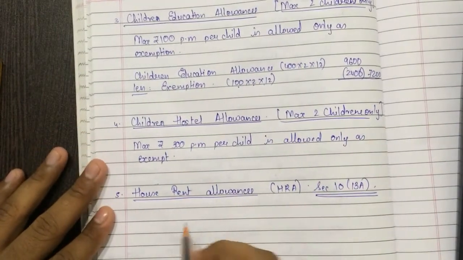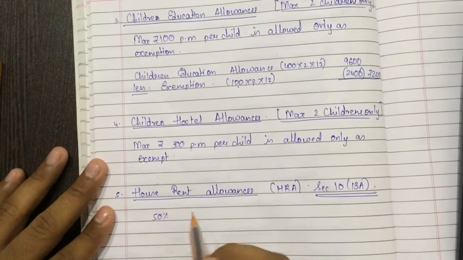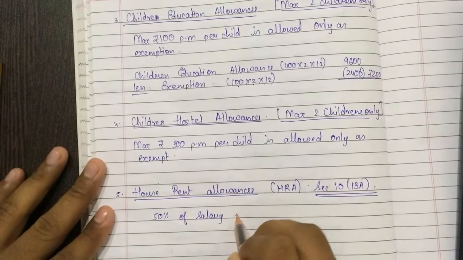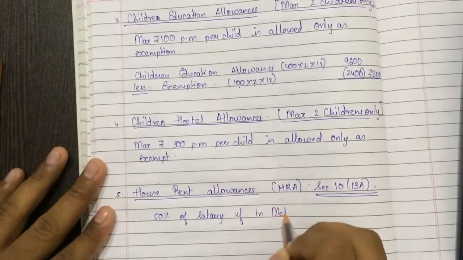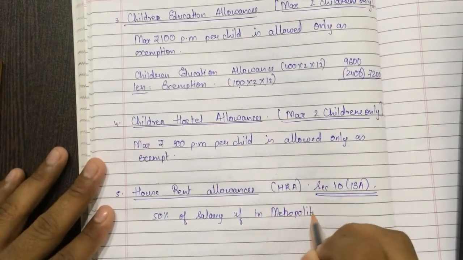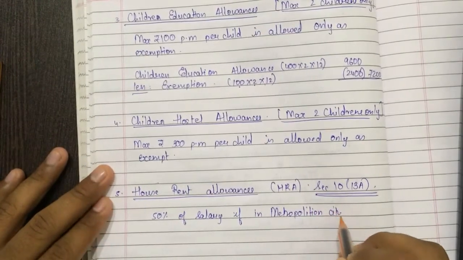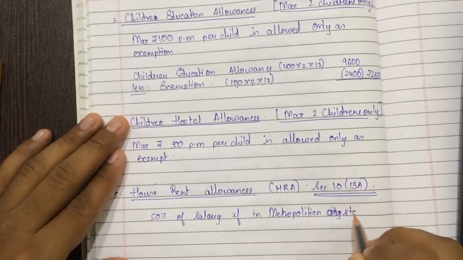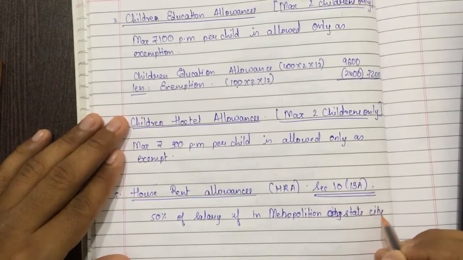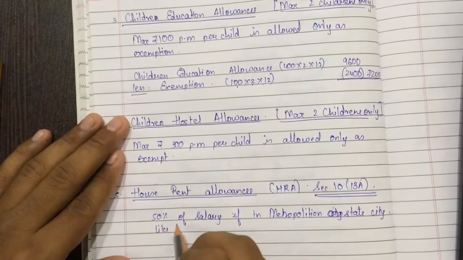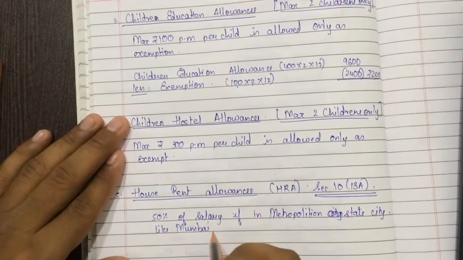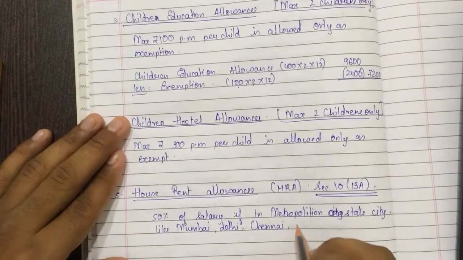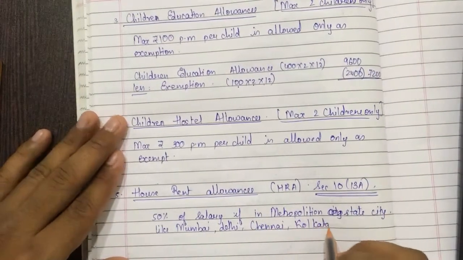HRA, let's see how to calculate HRA. 50% of salary if in a metropolitan state or city like Mumbai, Delhi, Chennai, Kolkata.